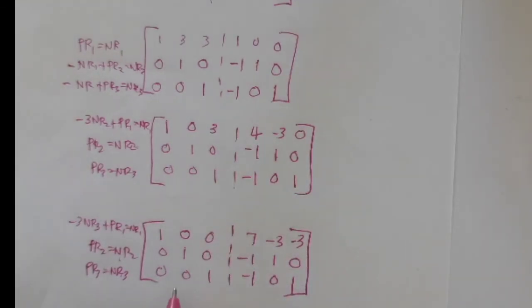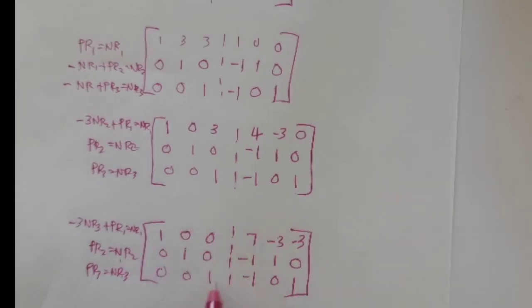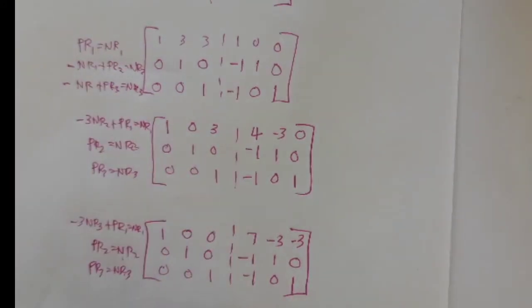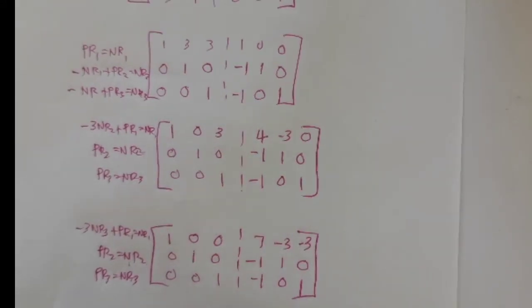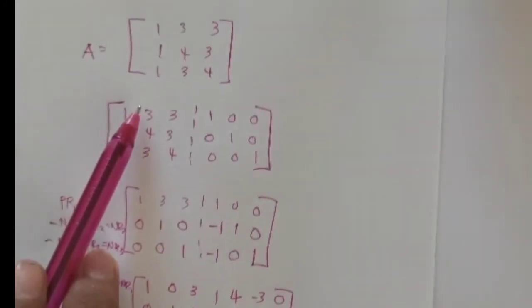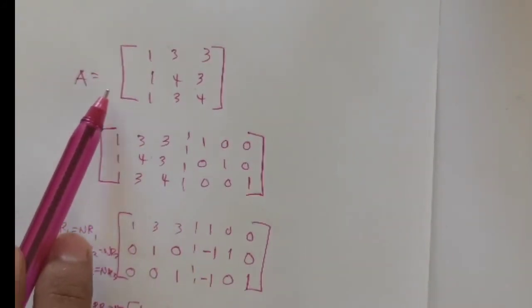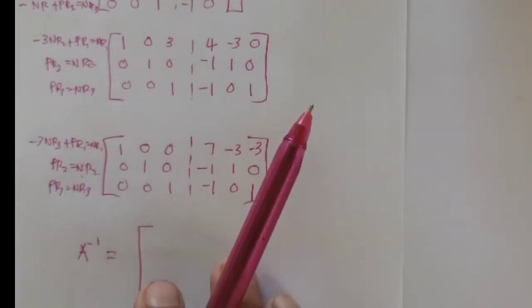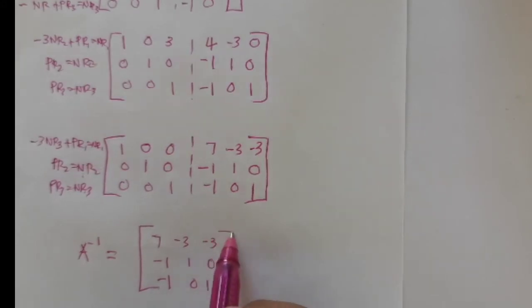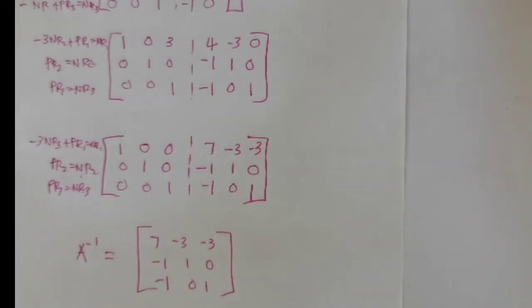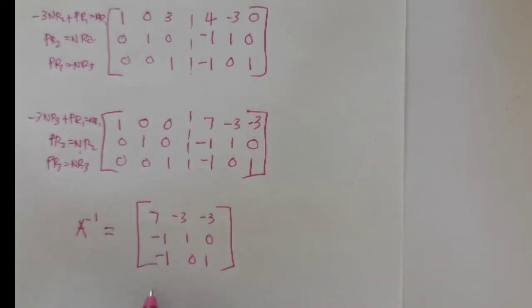So as you can see, the left hand side is now an identity matrix. So therefore, our inverse is the entries on this side. So that's why the inverse of A is 7, negative 3, negative 3, negative 1, 1, 0, negative 1, 0, 1. It is now the inverse of A.